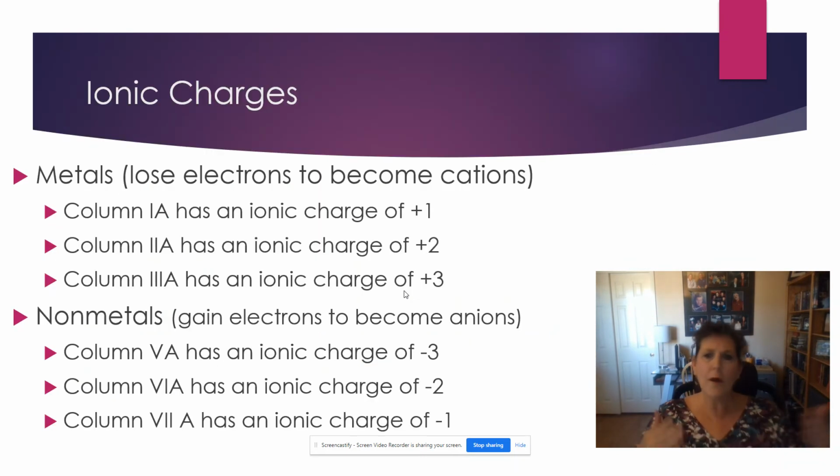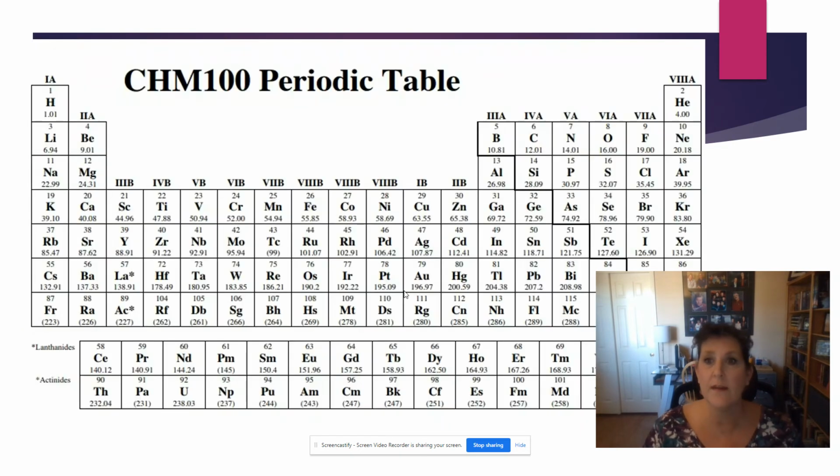All right, let's go back to the nonmetals. The nonmetals gain electrons, okay, so they become more negative, so they become anions. Column 5A has an ionic charge of -3. Column 6A has an ionic charge of -2. And column 7A has an ionic charge of -1. Let's look at these on the table.